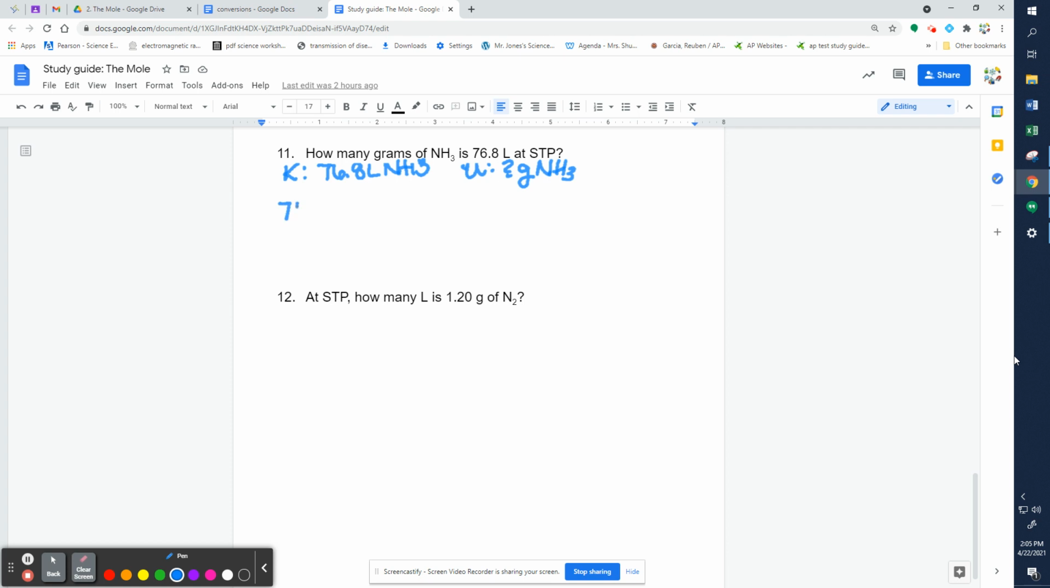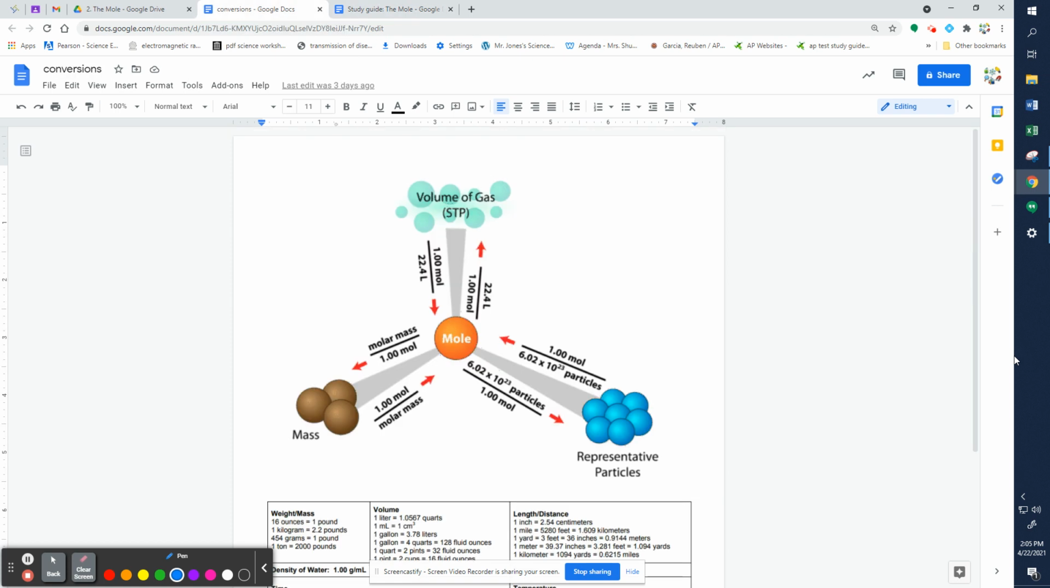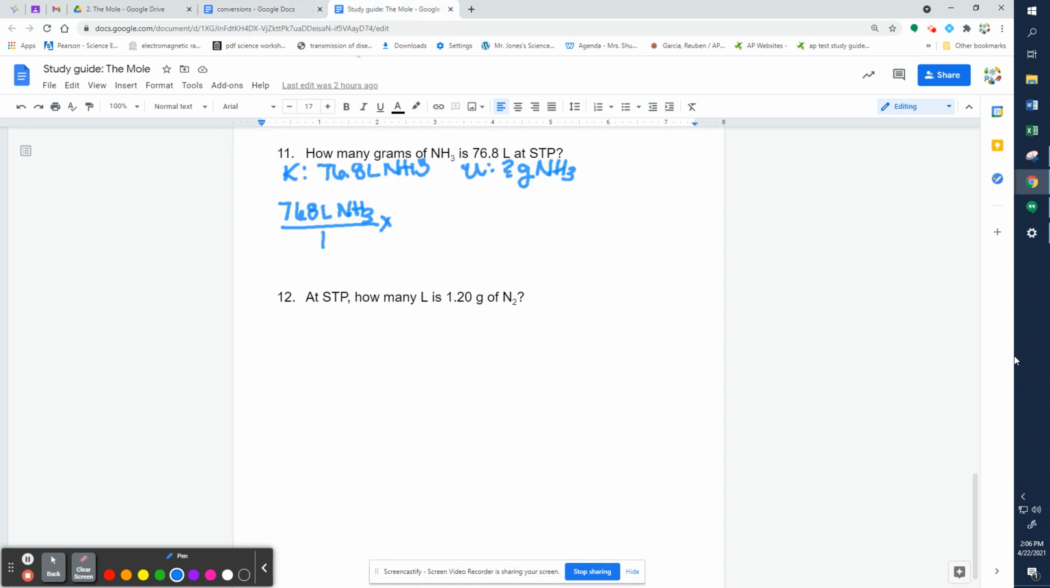Start with my known, put it over 1. I'm going from liters to grams. Look at my conversion. Liters is up here. Grams is here. So I need to multiply by 1 mole over 22.4 to get to moles. And then I'm going to multiply by the molar mass over 1 mole.